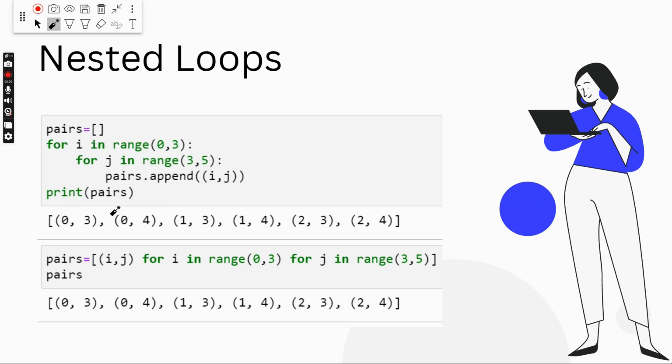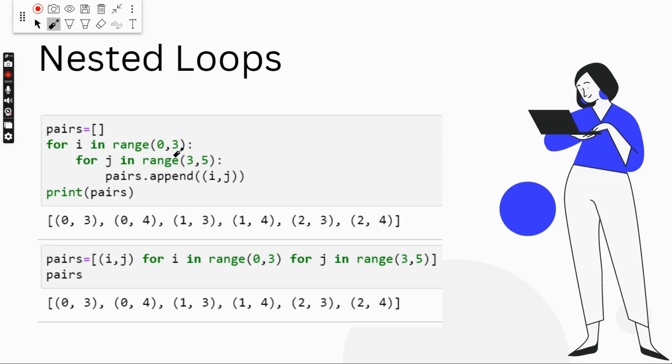So what happens is, when the first loop is executed, at the first point the value of i is 0, and inside this loop we have a j loop. Here for 0, j is 3 and 4. So that is why it is printing 0, 3 and 0, 4. And after appending it to the list pairs, now the control goes to the upper loop, that is the i loop.